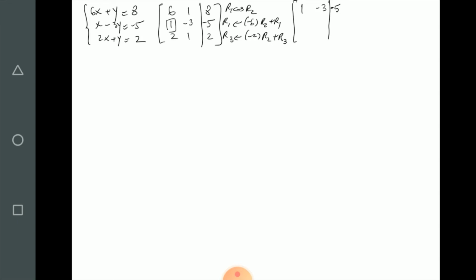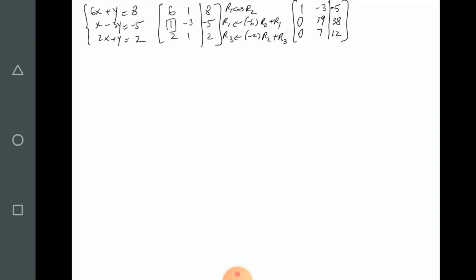So 1 times minus 6 plus 6 is 0. Let's see, minus 6 minus 3 plus 1, that makes it 19. Minus 6 minus 5, that's minus 30, plus 8 is minus 38? And then minus 2 times 1 plus 2 is 0. Minus 3 minus 2, that's minus 6, plus 1 makes it 7. Minus 2 minus 5, minus 10, plus 2, that's minus 12. I'm done with the first row and the zeros below it.